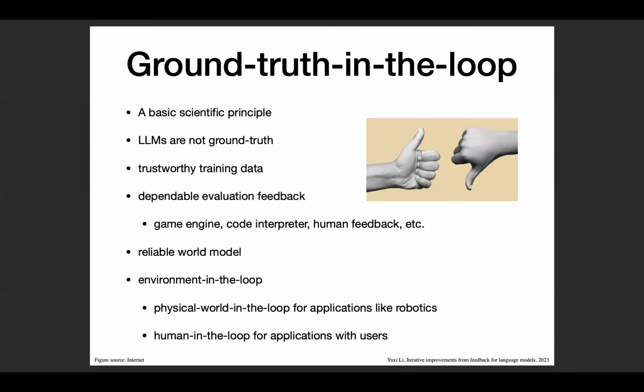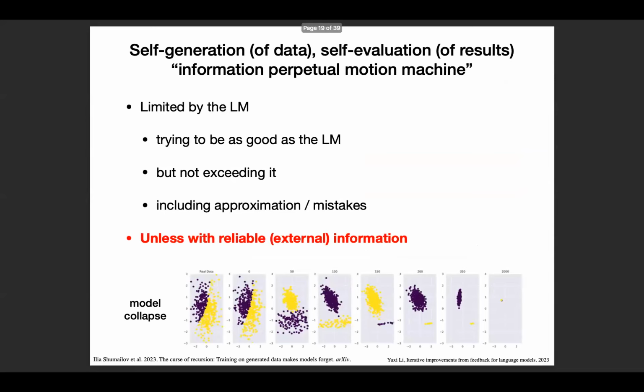Actually in NLP, there's a very fundamental problem about ground truth. Nowadays, many methods do self-generation and self-evaluation using a language model. Sometimes people use GPT-4 to generate data and train another model, and they use GPT-4 to do self-evaluation. So where's the ground truth? That's a problem.